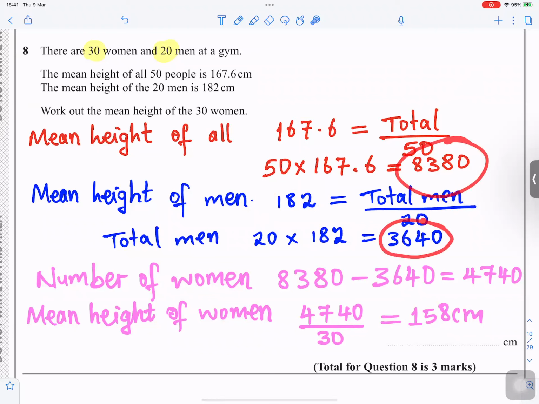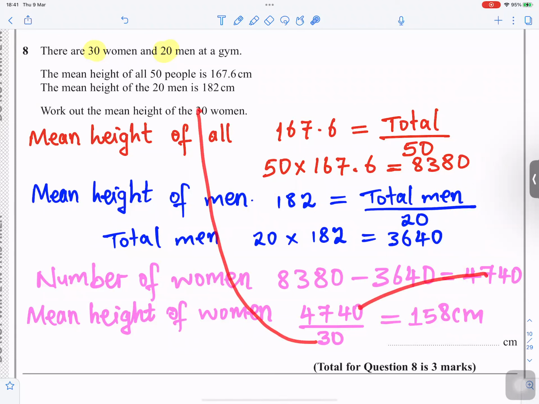minus the total for men. So you subtract those two numbers and you get 4,740. And there are 30 women. So 4,740 divided by 30 gives you 158 for the women.